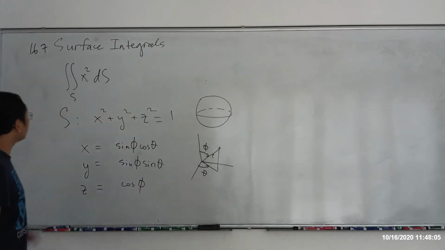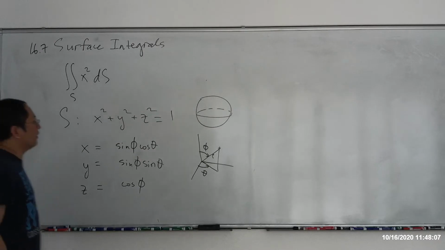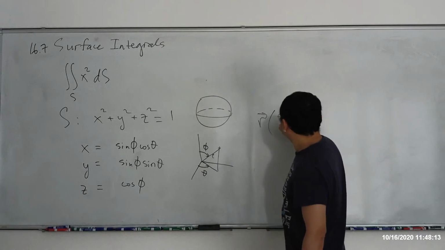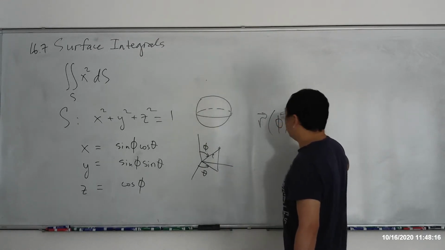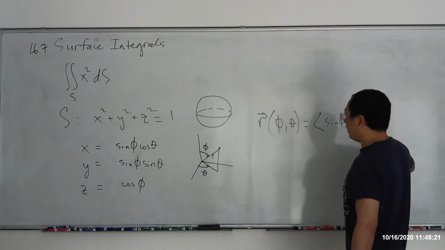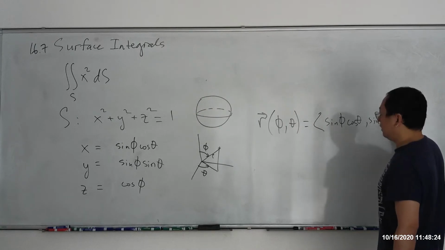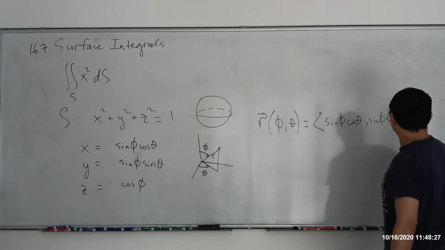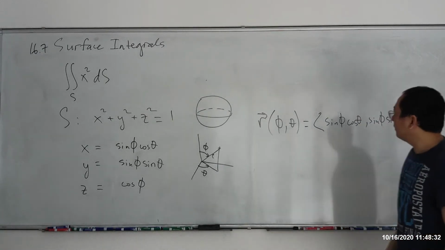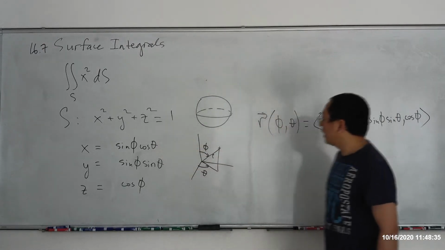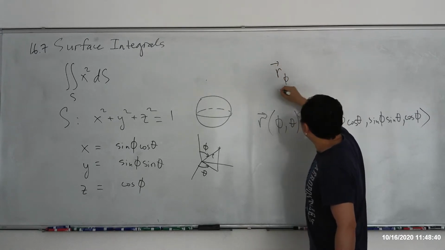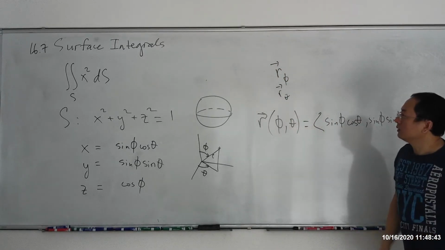So the parametric equation for that surface is this. r of phi, theta is equal to sine phi cosine theta, comma, sine phi sine theta, comma, cosine phi. This is going to be the parametric equation. Of course x is sine phi cosine theta. So we're going to calculate r_phi, and we're going to calculate r_theta, and we're going to cross those two, right?